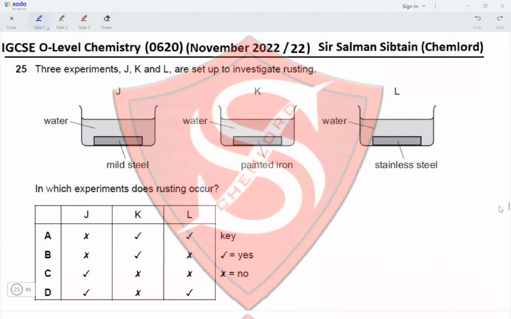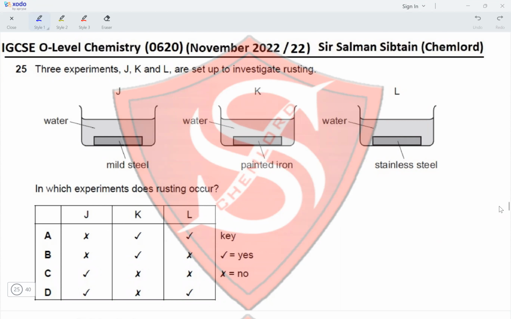Question 25. Three experiments, J, K, and L, are set up to investigate rusting. In J, we've got mild steel in water. In K, we've got painted iron in water. And in L, we've got stainless steel in water. In which experiment does rusting occur?